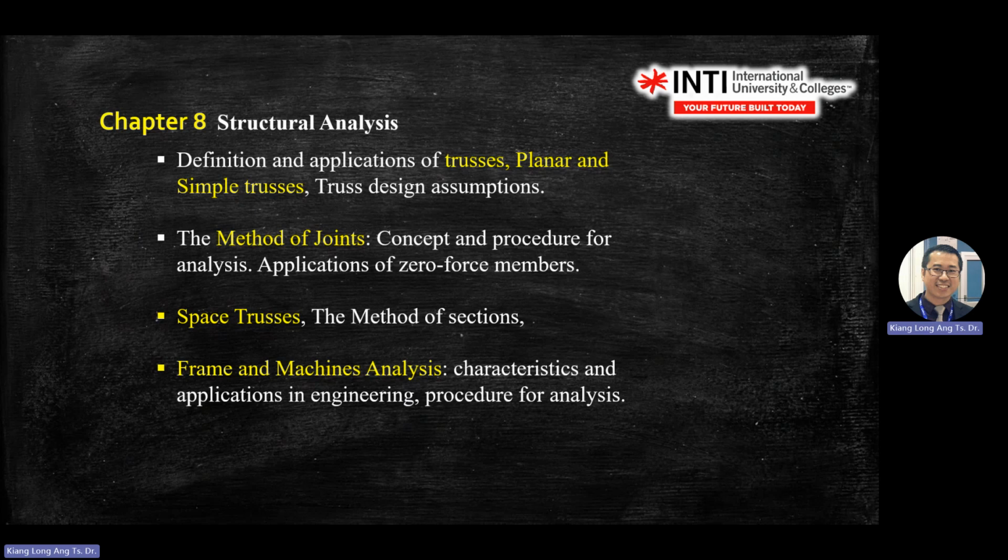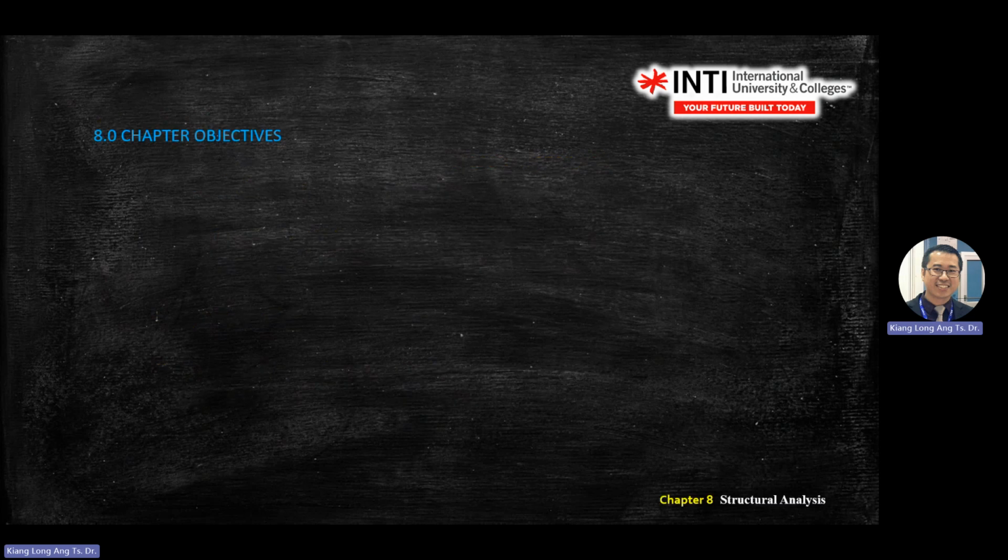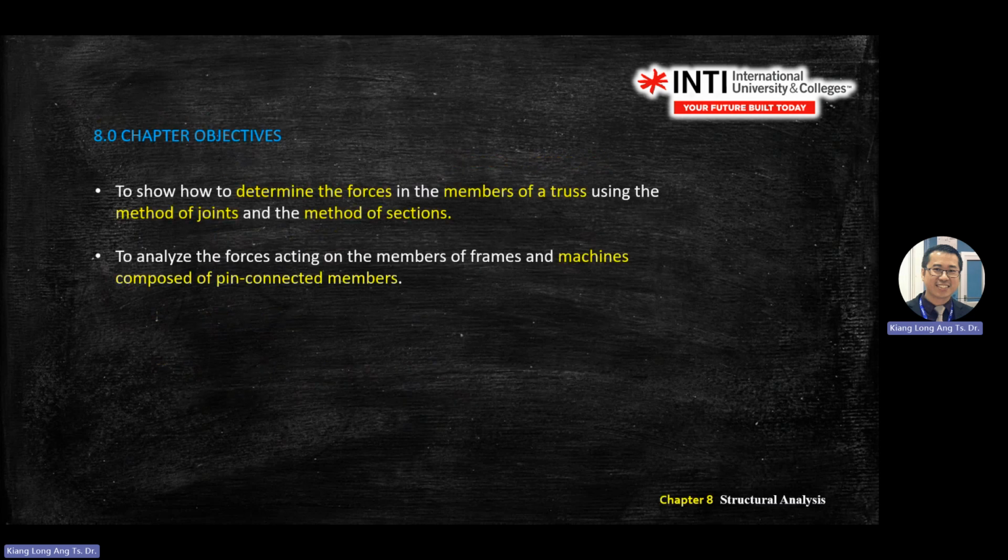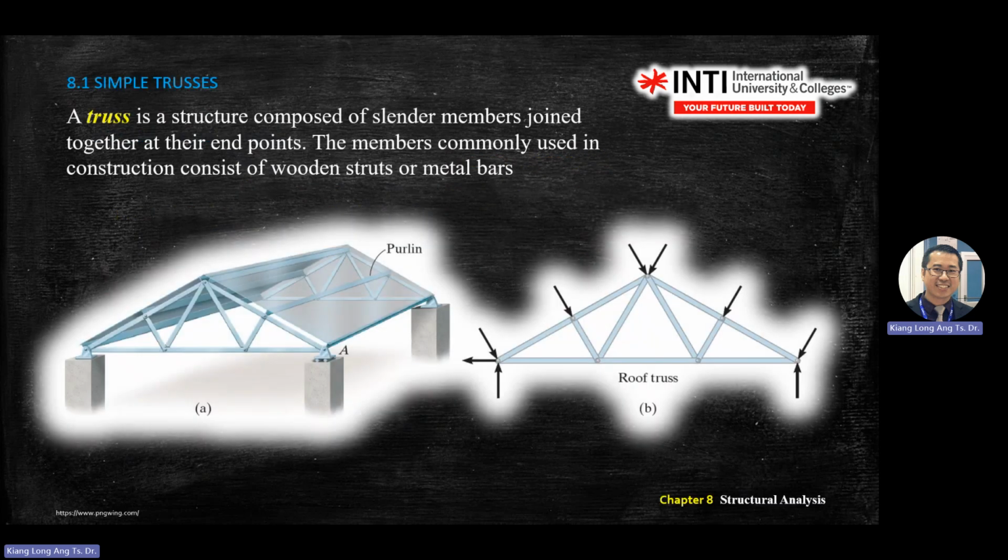Method of joints, by using F equal to 0, moment equal to 0. But now we focus on joints. What do I mean by truss? This word is very popular in civil engineering. Truss is members that join together at their endpoints.